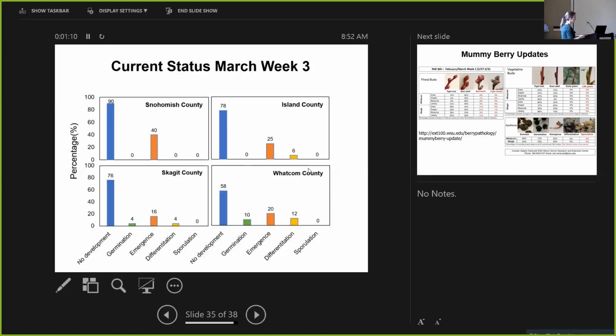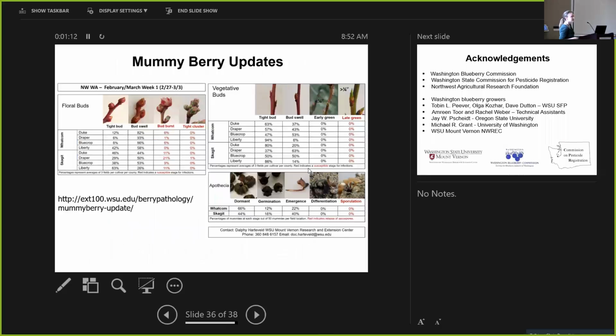So yeah. Oh, and of course, the mummyberry updates are getting circulated again. So these mummyberry updates present the stages of flowers and leaf buds, as well as the apothecia in Whatcom and Skagit County, to get an indication or help the community to estimate when the disease management applications or strategies should be applied.